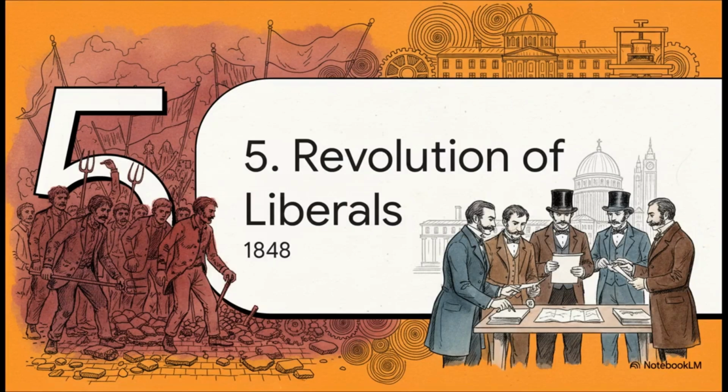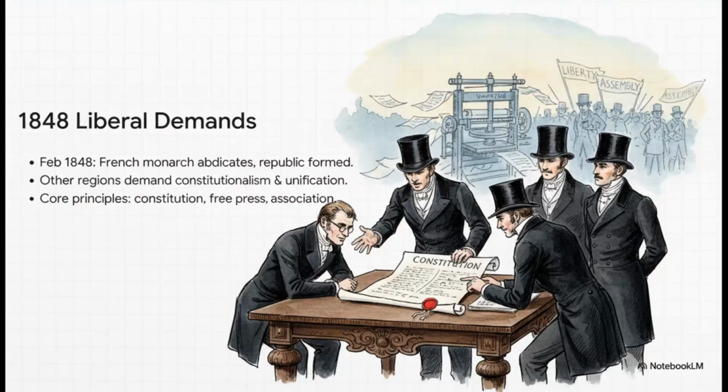Our next topic is 1848, the Revolution of the Liberals. So while the poor and unemployed were revolting in the streets, the educated middle class saw a golden opportunity. They capitalized on this widespread unrest to push their own structured political agendas. Parallel to the starving peasants, these middle-class professionals were organizing.